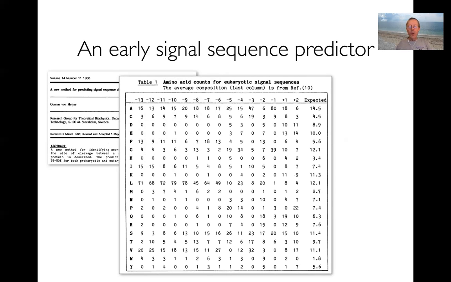In this case, the way this was derived was that a collection of known signal peptides with known cleavage sites, all these sequences were aligned from their cleavage sites. So they had coincident cleavage sites between position -1 and +1. Then the amino acid counts in positions upstream of the cleavage site towards the N-terminal region were just counted. How many alanines, how many cysteines, how many aspartic acids, etc., in each position, right?